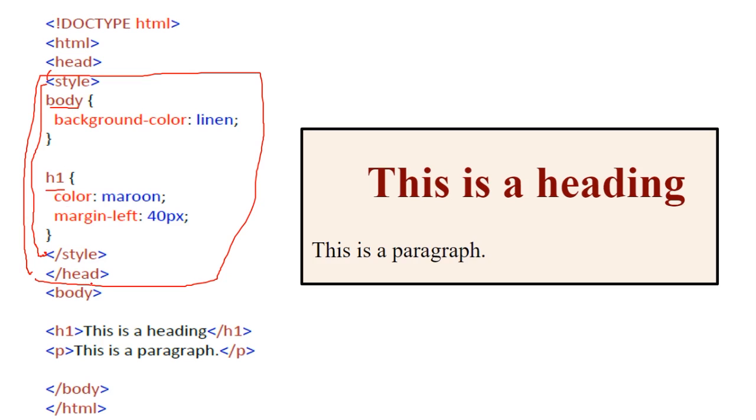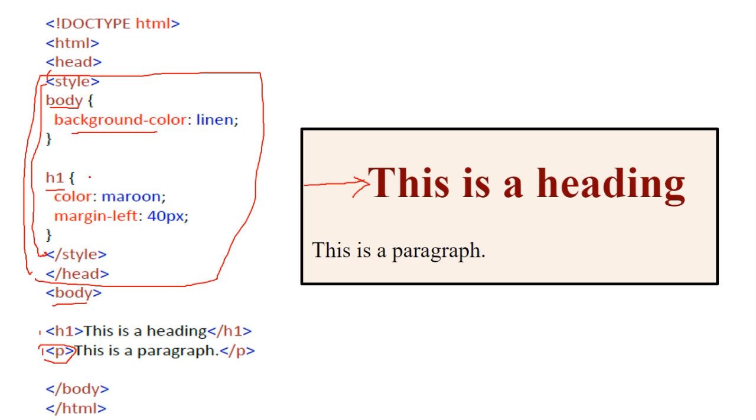So we have a body, then a heading, and then a paragraph. We did not design the paragraph, but you can if you wish. Here the body will have a background color linen, heading 1 will have a color maroon, and its margin left is 40 pixels. Heading 1 margin means how far it will move away from the border. All right, this is 40 pixels. We will learn more about margins later.